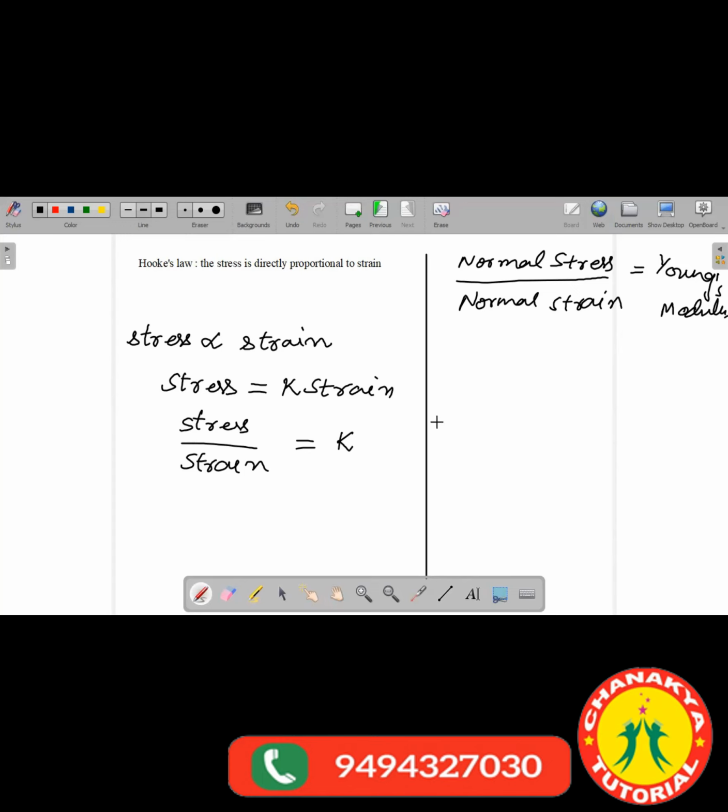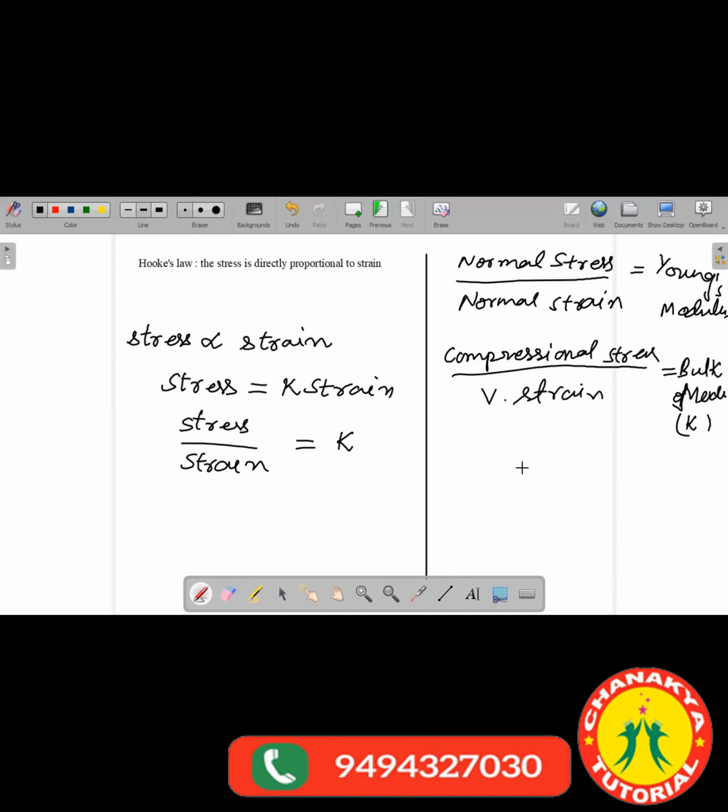If you are using the volumetric strain and compressional stress, then it is called the bulk modulus. So if you have compressional stress divided by volumetric strain, compressional stress by volumetric strain, it is called the bulk modulus. I'll tell you some other name for this also. This is bulk modulus, represented by the symbol K.